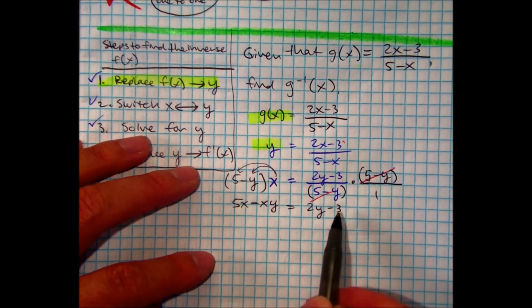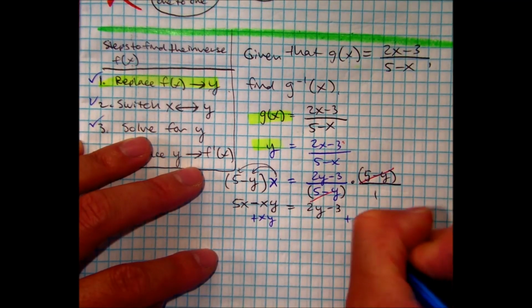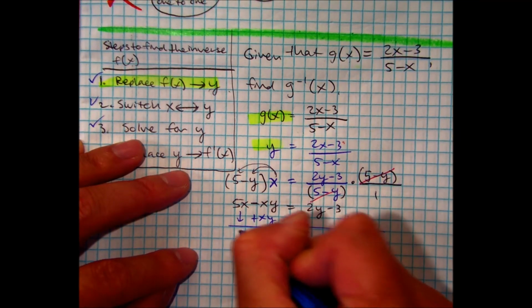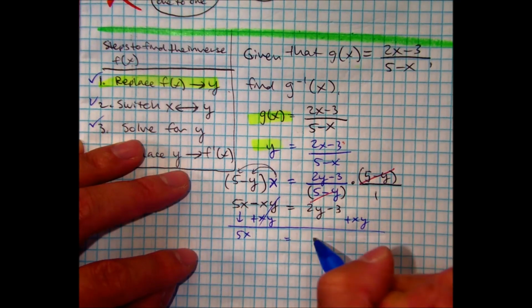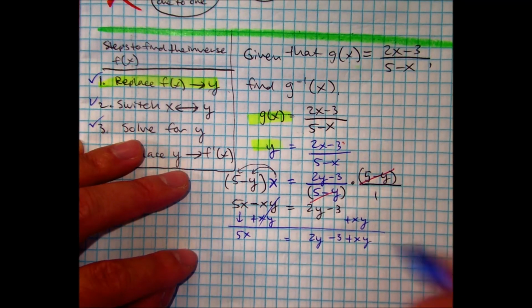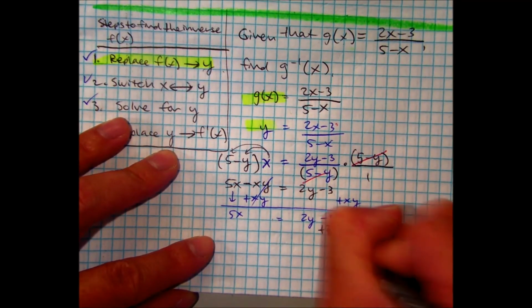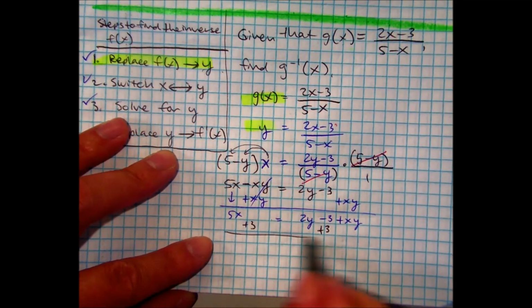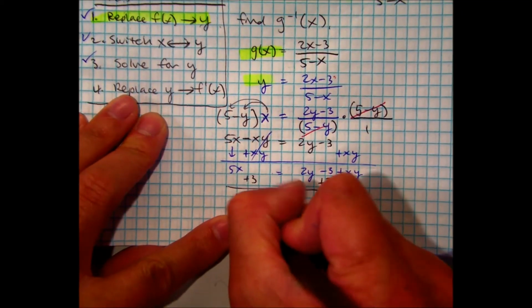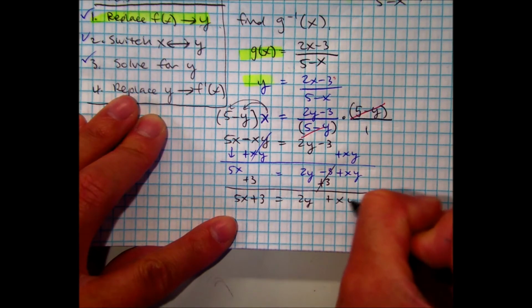I'm going to get the y's together there. So I'm going to add xy. Class, what am I left with? 5x equals 2y plus xy. I'm going to go ahead and add 3 to both sides. I'm left with 5x plus 3 equals 2y plus xy.